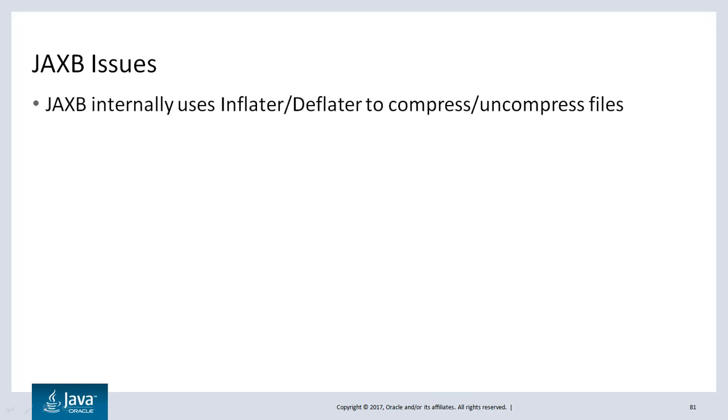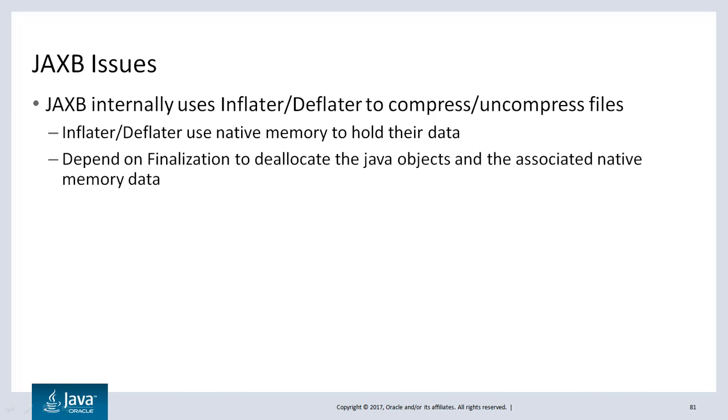Let's see how inappropriate use of JAXB can introduce out-of-memory errors. JAXB internally uses inflator and deflator classes to compress and uncompress files. Inflator and deflator internally use native memory to hold their data, and these depend upon finalization to collect the used native resources. Now, if for any reason the finalizer thread cannot keep up and does not deallocate native memory fast enough, then the process is at risk of running out of native heap. So it's important to keep a tab on the pending finalization queue and monitor the number of inflator and deflator instances building up in that queue.